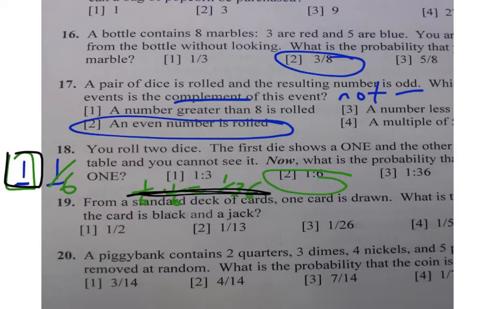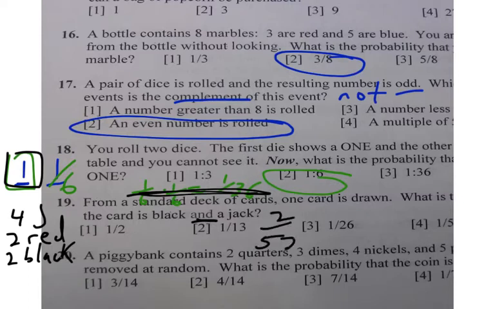Okay, number 19. From a standard deck of cards, 1 card is drawn. What's the probability it's black and a jack. It doesn't say or a jack, it says and. So how many black jacks are in a deck? There's 4 jacks in the deck. 2 of them are red, hearts or diamonds, and 2 of them are black, spades or clubs. So it would be 2 out of 52 total cards, which reduces to 1/26.